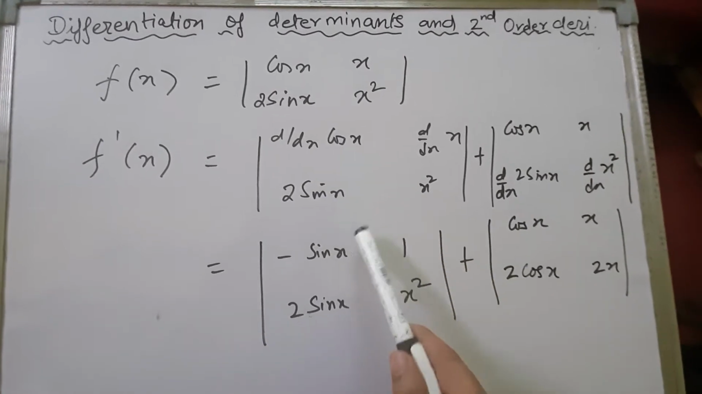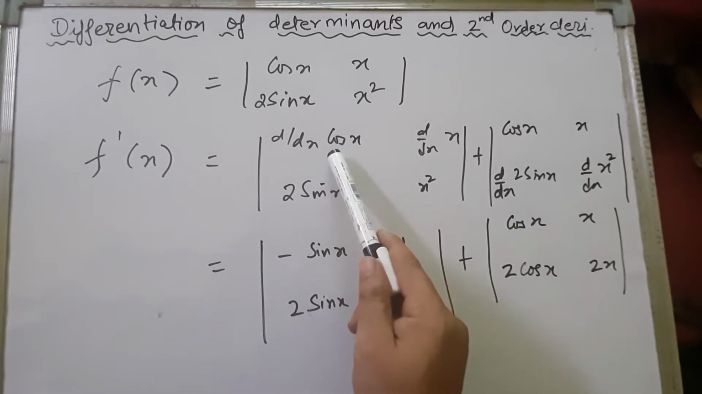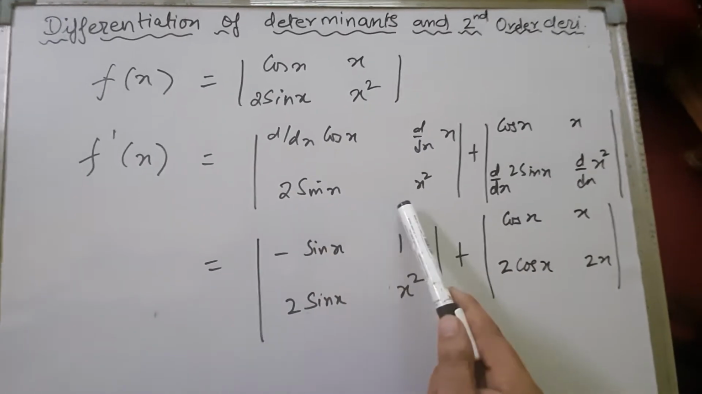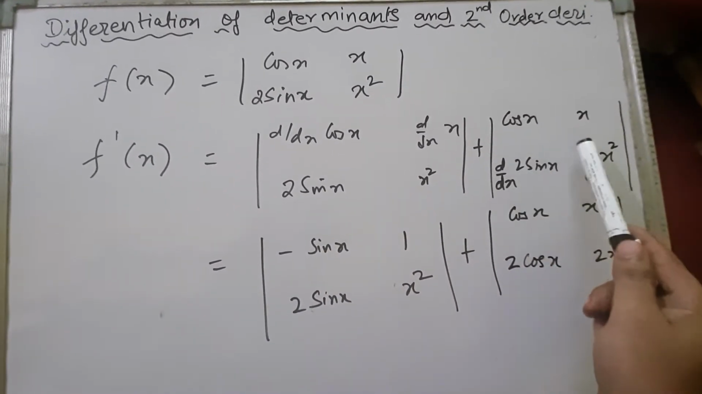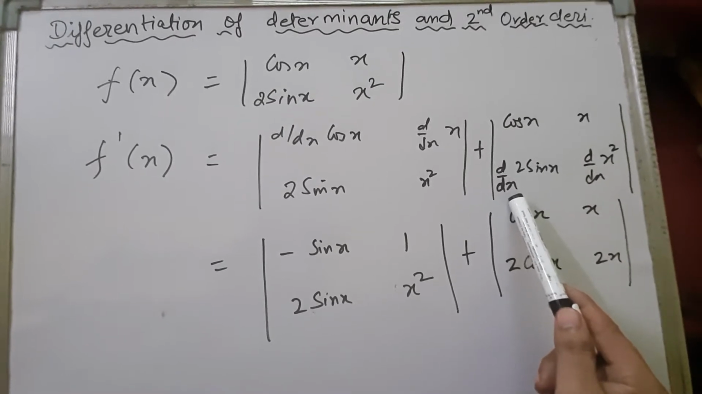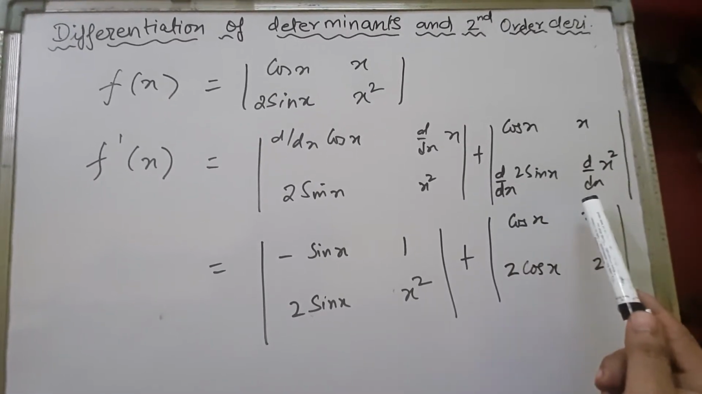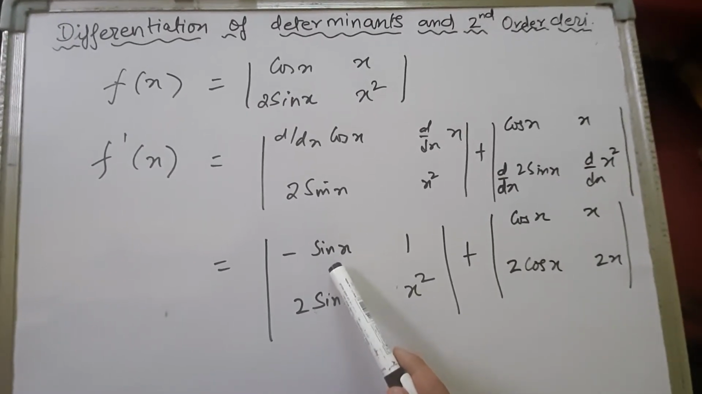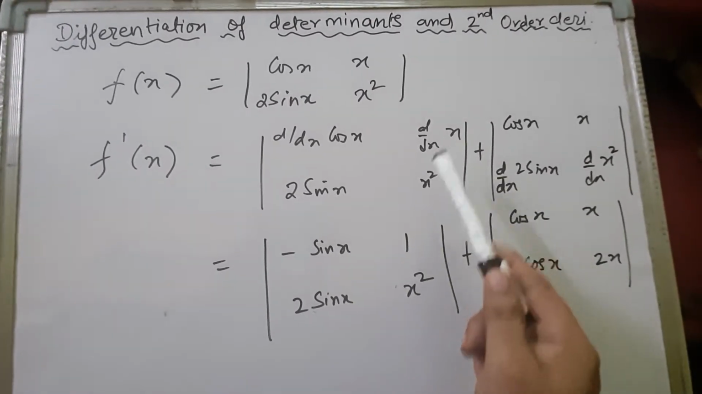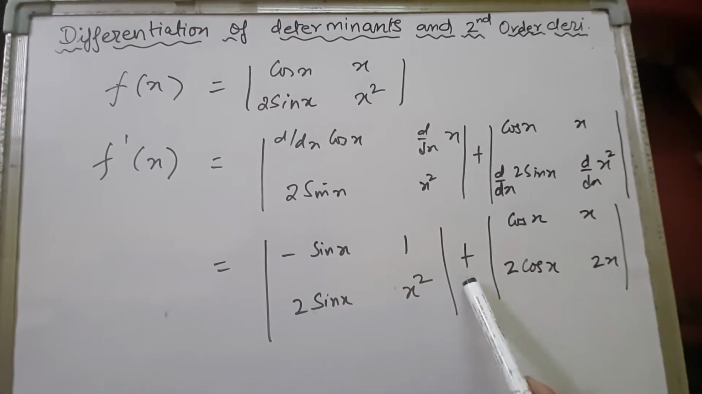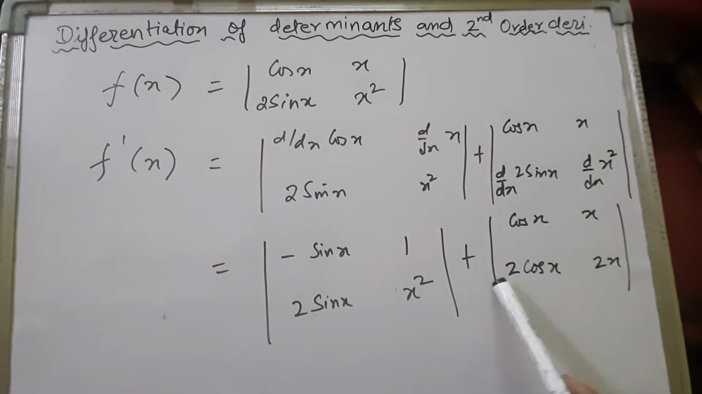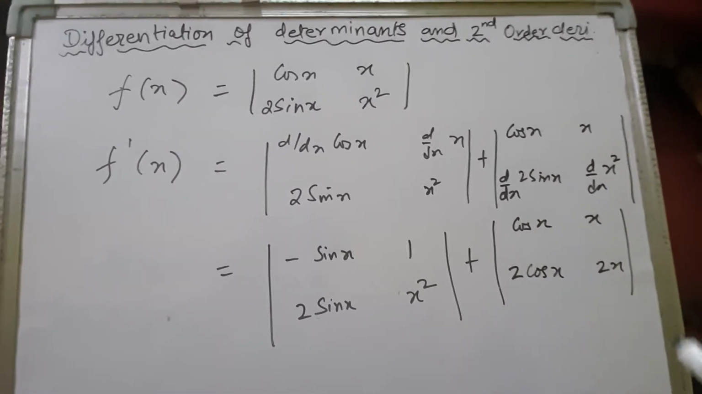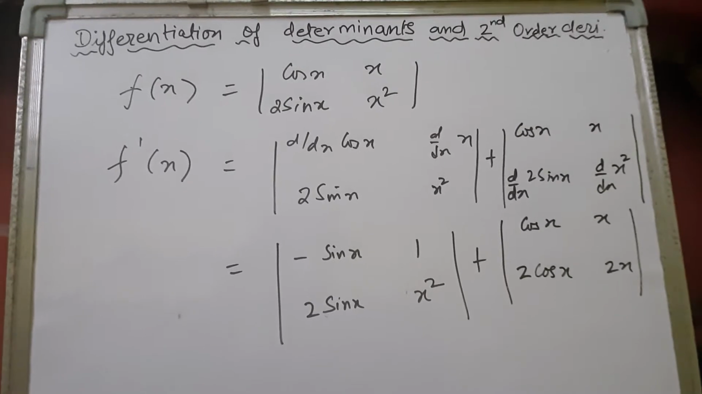So the result will be, the derivation of the first row will be d by dx of cos x, d by dx of x, this will remain same, 2 sin x, x square. Then cos x, x, the derivative of the second row is d by dx of 2 sin x and d by dx of x square. Then what we'll get? The derivative of the first row is minus sin x, 1, d by dx of x is 1. And this row will remain same, plus cos x, x, 2 cos x and 2x. d by dx of x square is 2x. Right children? Note down please.